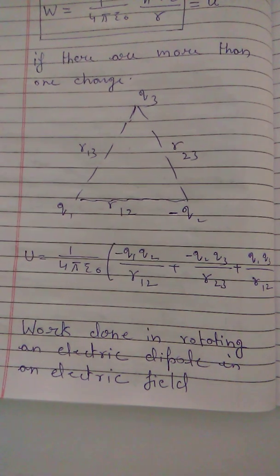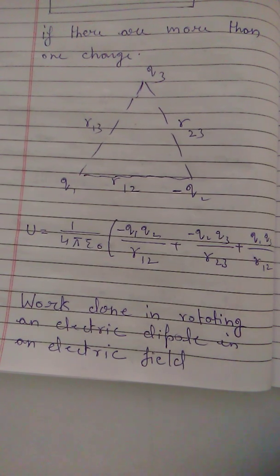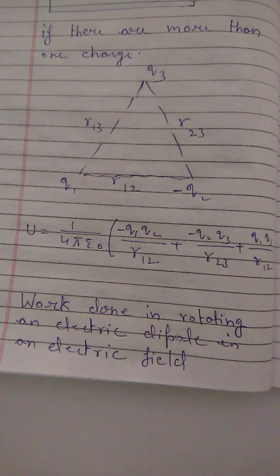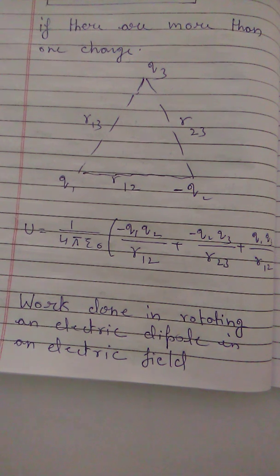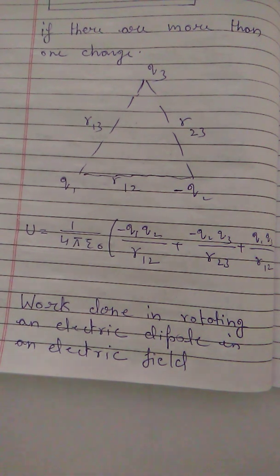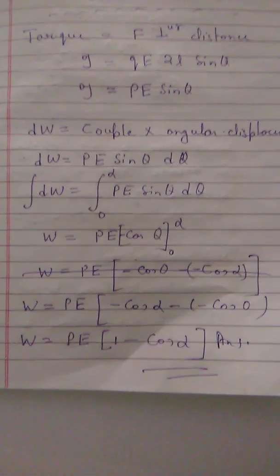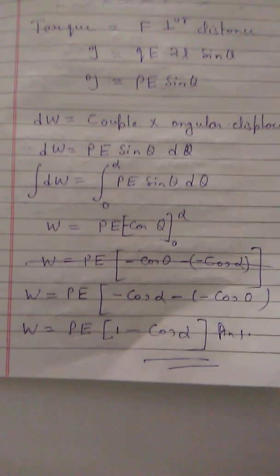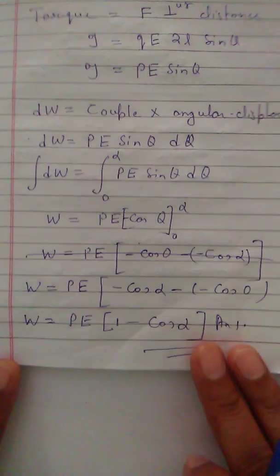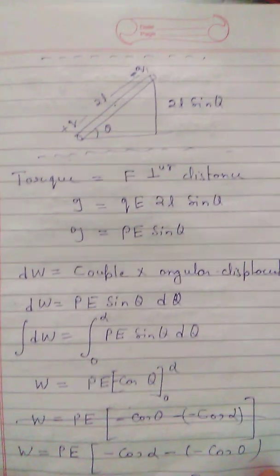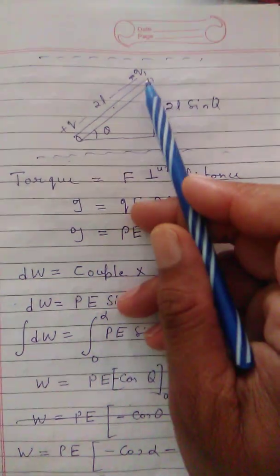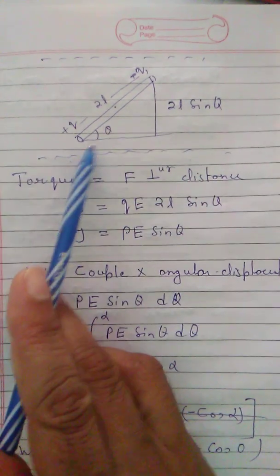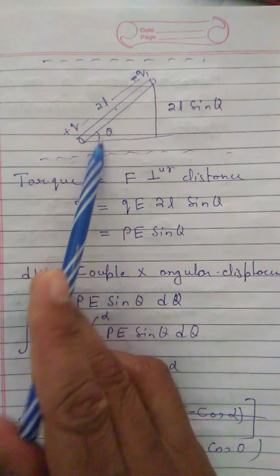Now the next is work done in rotating an electric dipole in the electric field. So we have to calculate the work done in rotating the electric dipole in the electric field. For this, let us first calculate the torque acting on the dipole. Suppose we have a dipole of length 2L, with plus Q and minus Q as the charges at the ends. Suppose we have rotated it by an angle theta.